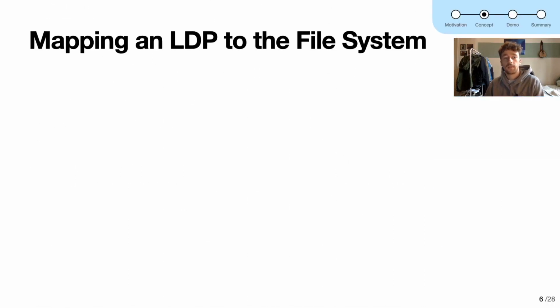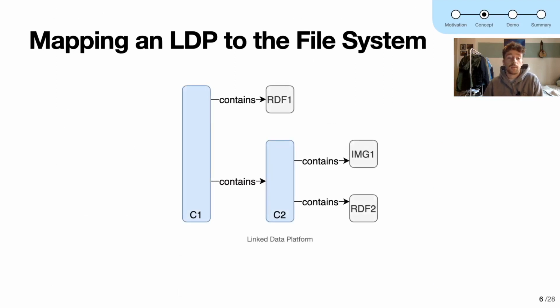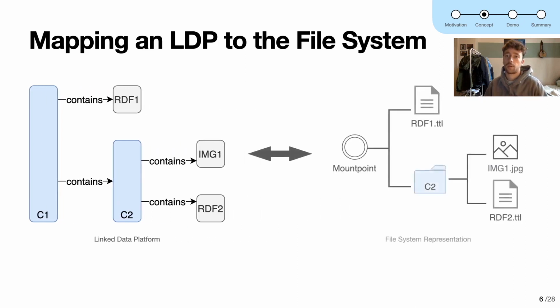So the main idea was to map a linked data platform to the file system. Linked data platforms are W3C recommended sets of specifications on how to access and interact with resources from servers that expose their resources as linked data. Linked data platforms introduce containers as structural components that can contain RDF resources, binary sources, as well as other containers. This provides a very hierarchical structure to linked data servers that can be easily and straightforwardly mapped into the hierarchical file system.